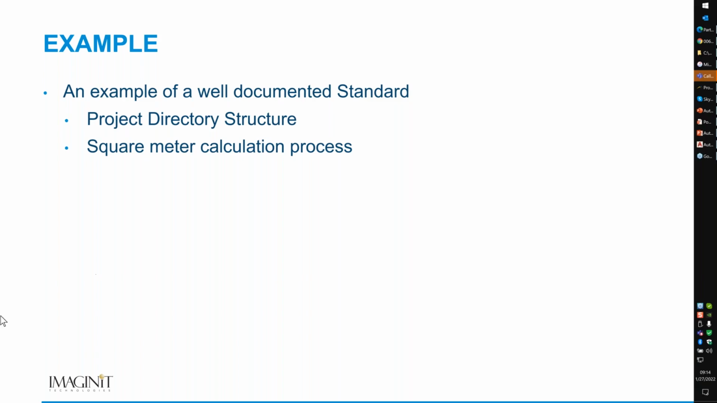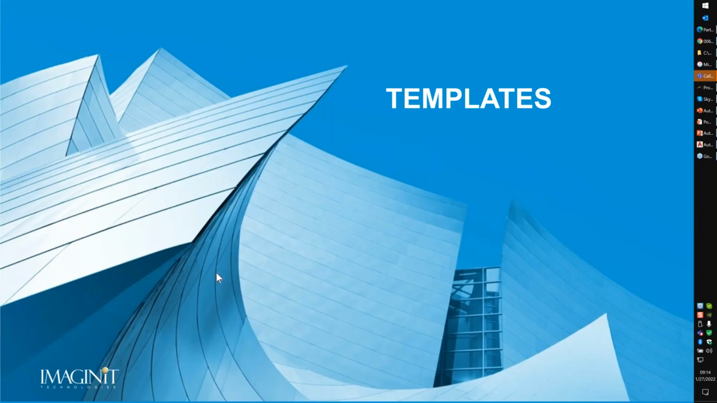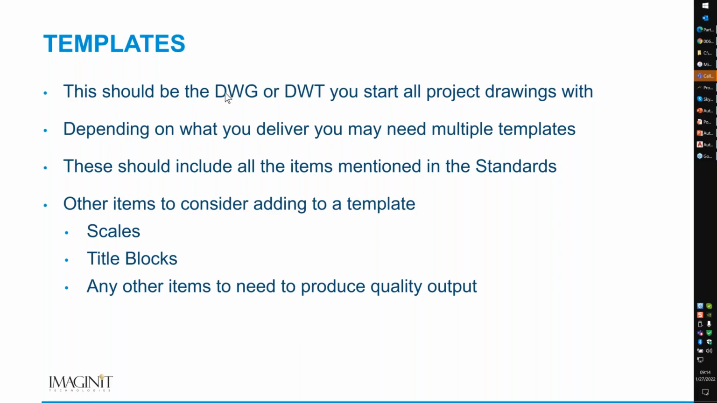Now, once you've got your standards in place, the next thing we do is talk about our templates. The template should be the DWG or DWT. DWG is an AutoCAD drawing, DWT is an AutoCAD drawing template. You should start all project drawings with it. Depending on what you deliver or what disciplines you have, you may need multiple templates.